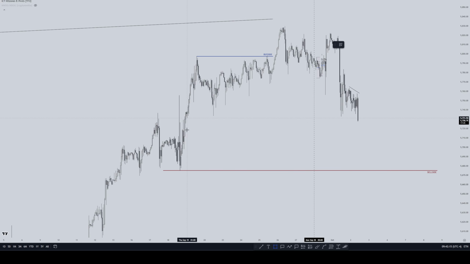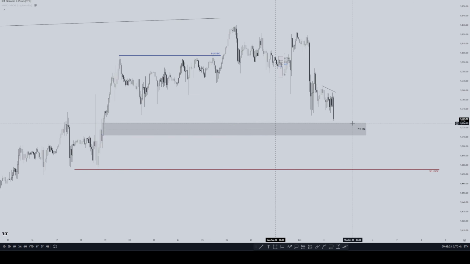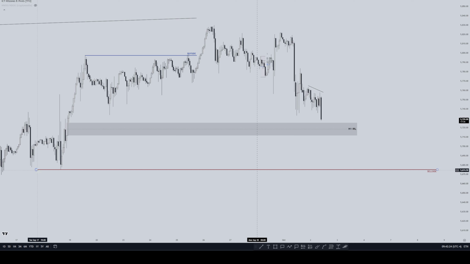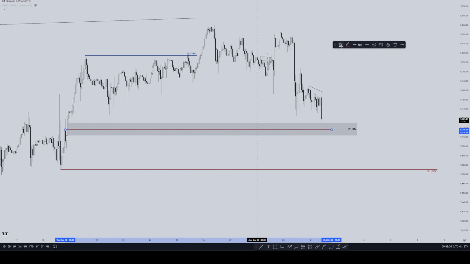I want to see how we react to this inefficiency here. Obviously, if we close through that, then there's no chance we don't hit this sell side down here. But this is the first kind of line in the sand. Same thing with this. I want to see how we react to the order block paired with the inefficiency. That's going to be the more precise area we may want to reach into.